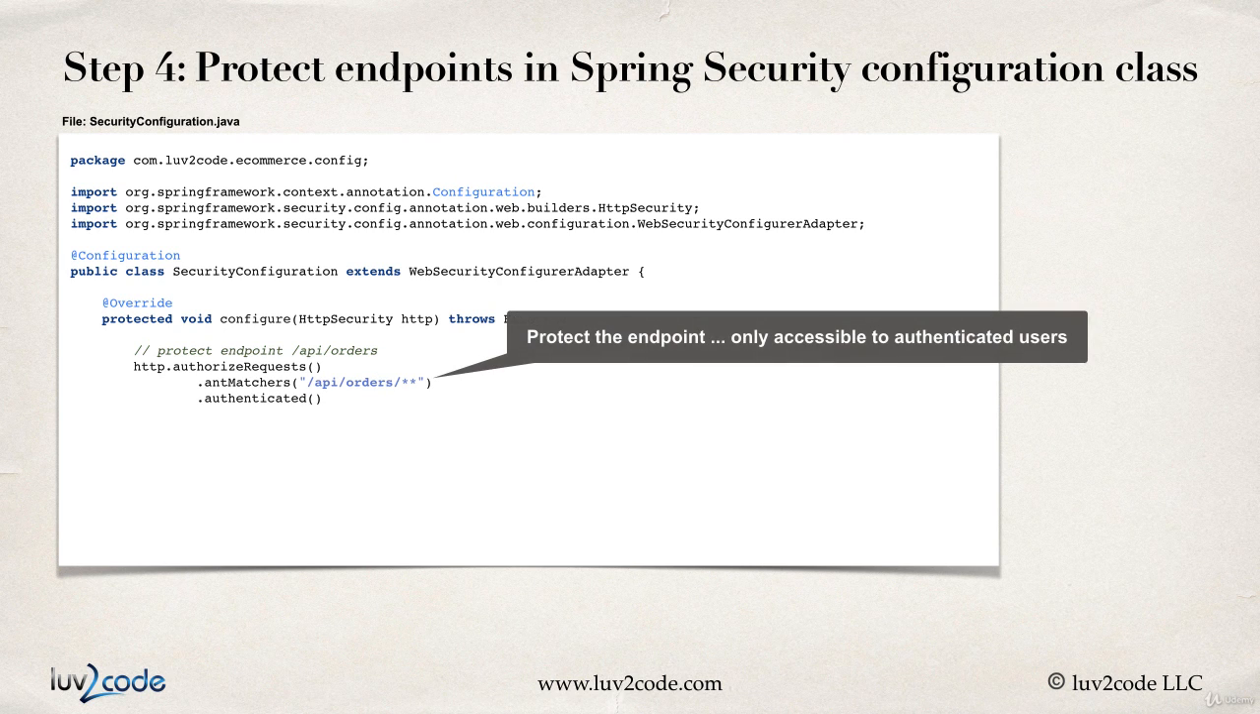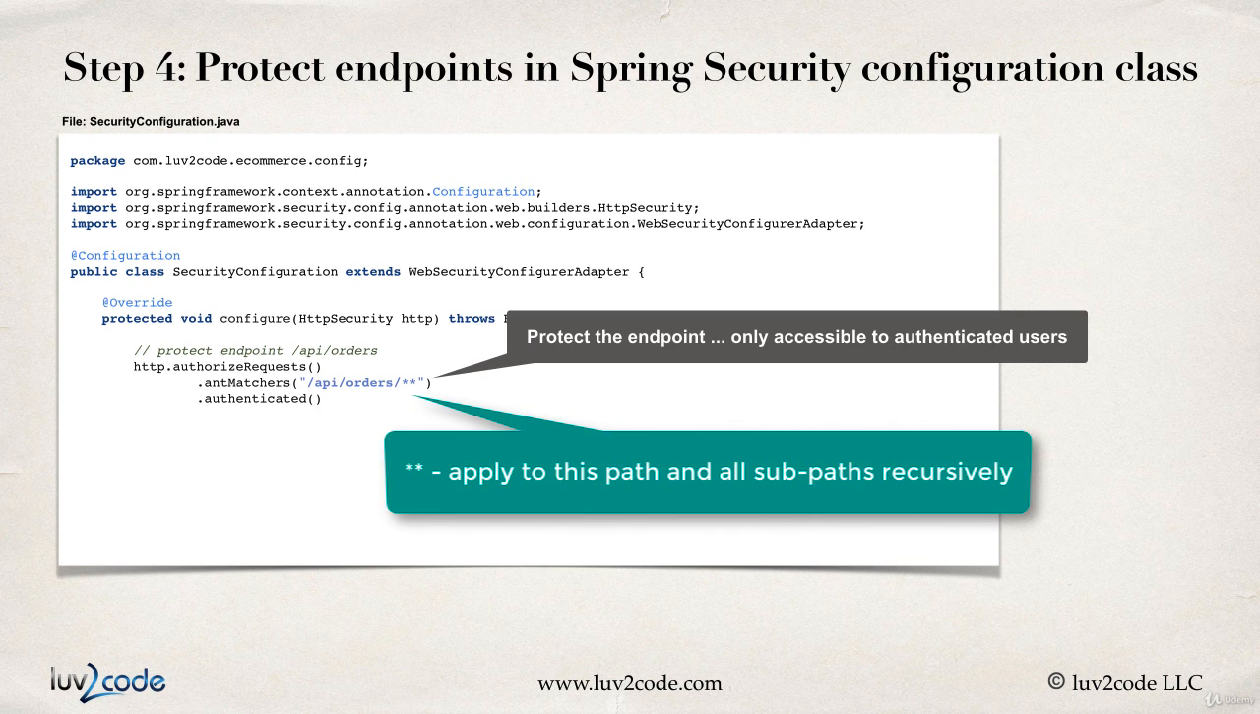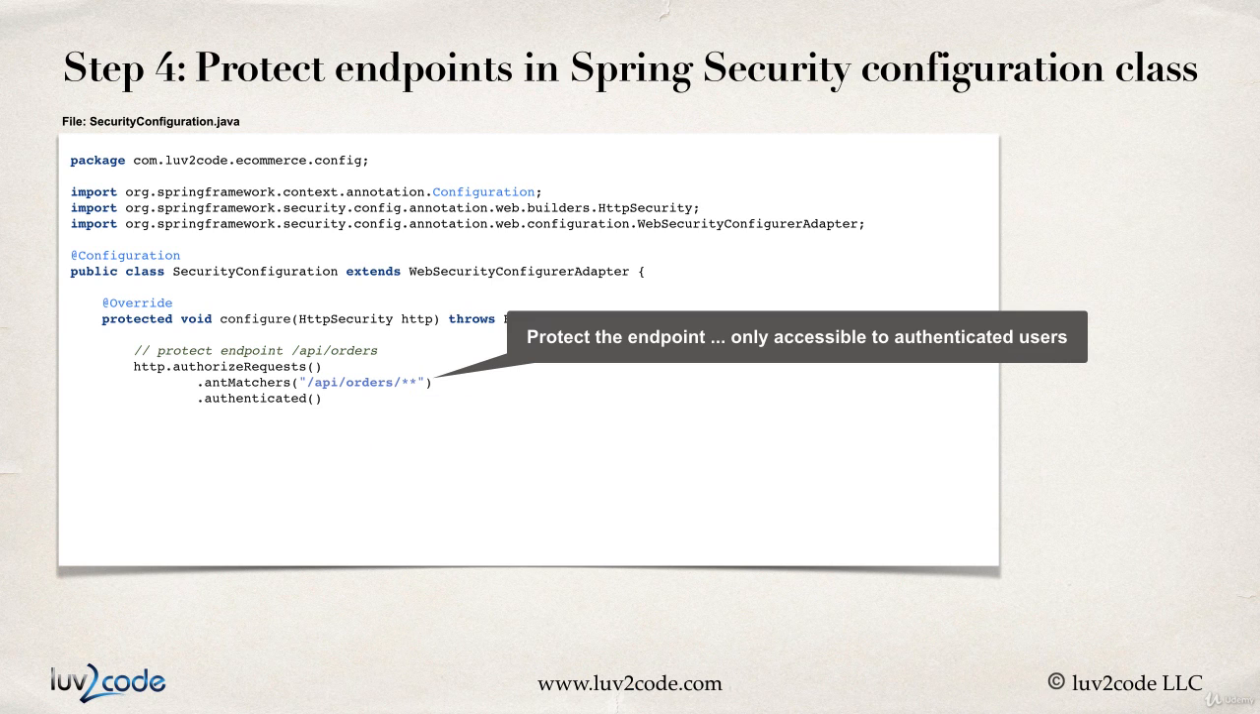So here, what we're going to do is protect the endpoint, and it's only accessible to authenticated users. So note here for .antMatchers, it's /api/orders/**. The ** will basically say, apply this rule for this path and all sub paths recursively. And the .authenticated piece says, hey, this is only accessible to authenticated users.